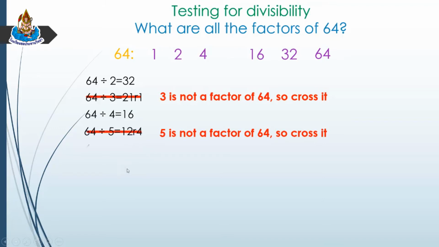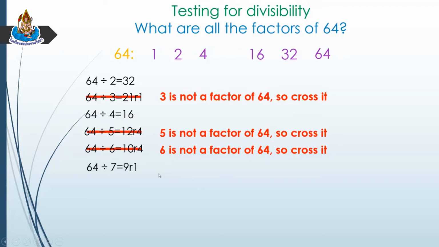Next one, 6. Again, if we divide by 6, we will have 10 and remainder 4. So 6 is not a factor of 64. So let's cross it. Next one, 7. Again, we have a remainder. So 7 is not a factor. So let's cross it. Let's try 8.